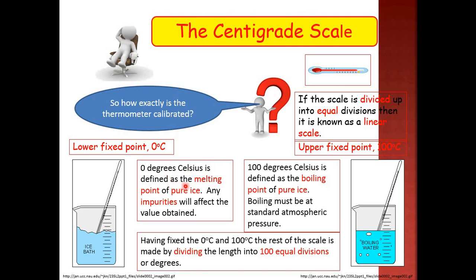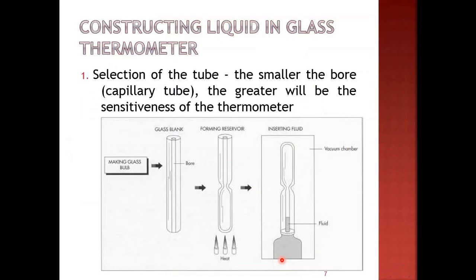So 0 degrees Celsius is defined as the melting point of pure ice. Any impurities will affect the value obtained. 100 degrees Celsius is defined as the boiling point of pure water. Boiling must be at standard atmospheric pressure, which is equal to 1 atm. Having fixed 0 degrees Celsius and 100 degrees Celsius, the rest of the scale is made by dividing the length into 100 equal divisions or degrees. So the gap, or interval, from point 1 to point 2 will be 1 degree Celsius. That is what is meant by 100 equal divisions of degree.